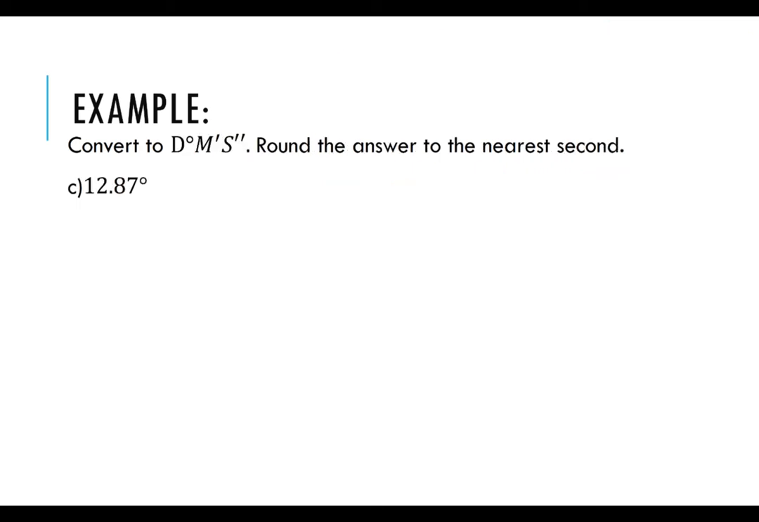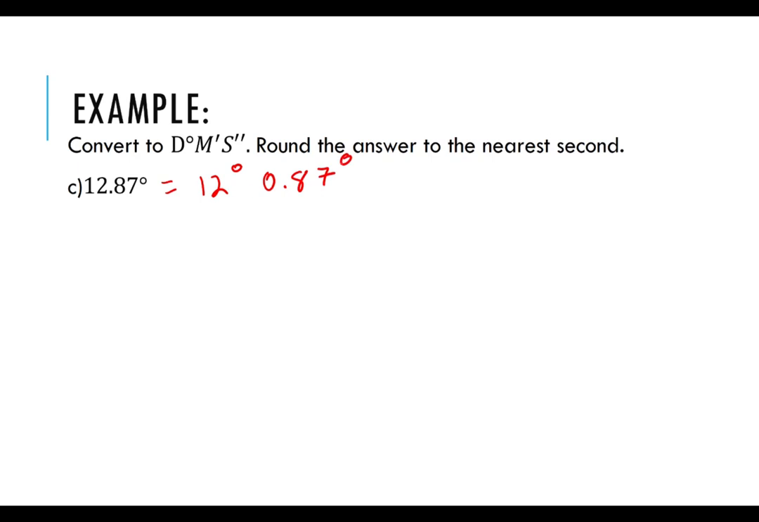Now we want to convert this to degrees, minutes, and seconds. Well, how can we do this? First off, just break off the decimal. Kind of reverse what we did. Well, that's 12 degrees and 0.87 degrees. I'm just kind of breaking it up, thinking about this as a plus between.